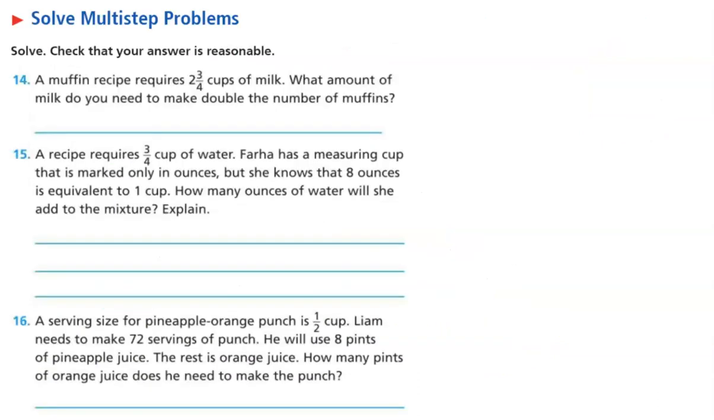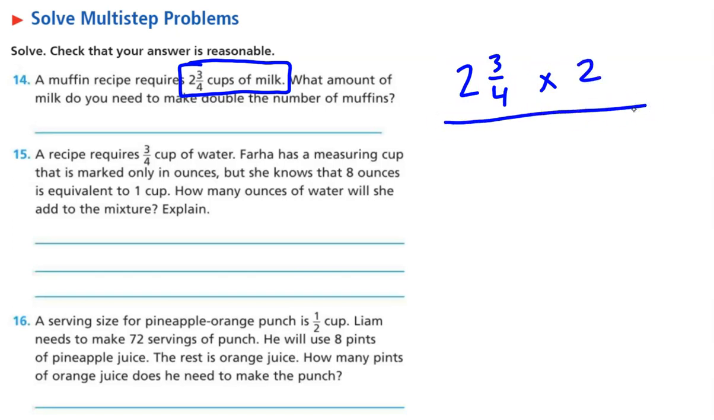Okay, let's see how many word problems I can get through before my time is up today. I'm going to start with 14. It says a muffin recipe requires 2 3/4 cups of milk. What amount of milk do you need to make double the number of muffins? Well, that's easy enough. You're just doing this number times 2, which is really just your knowledge of multiplying fractions, right? So there's a couple things you could do, but the easiest way we've been doing it is 4 times 2 is 8. 8 plus 3 is 11.